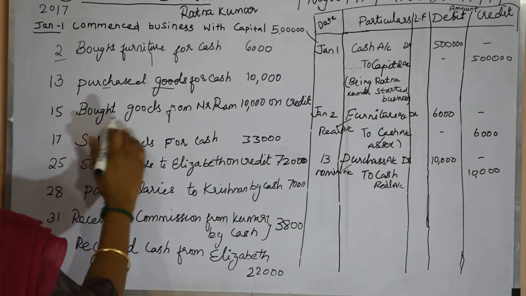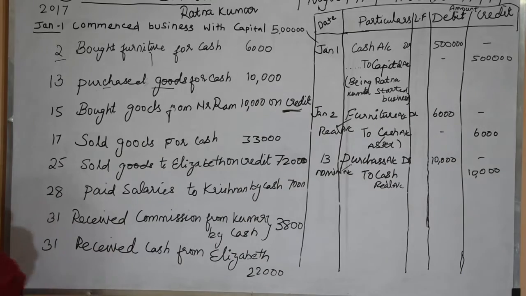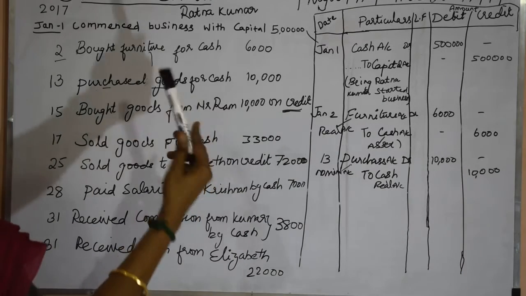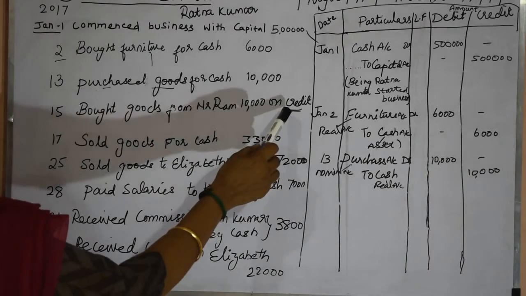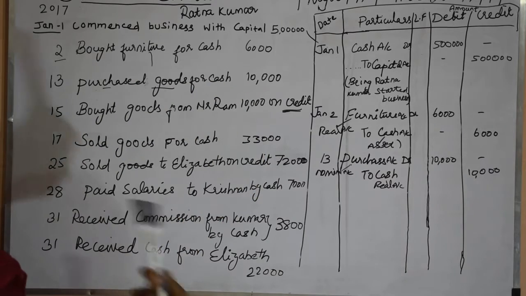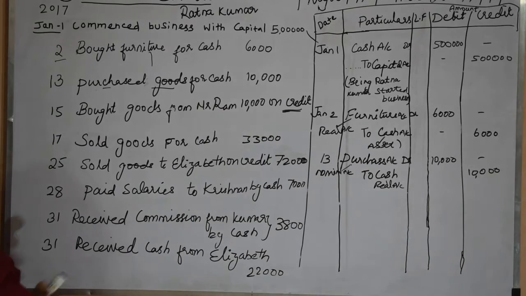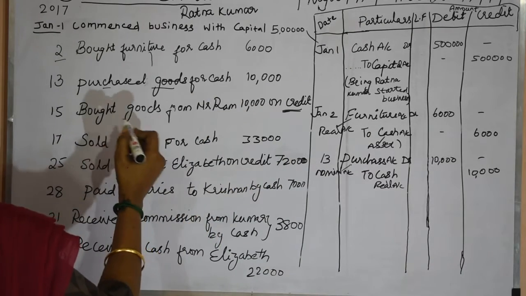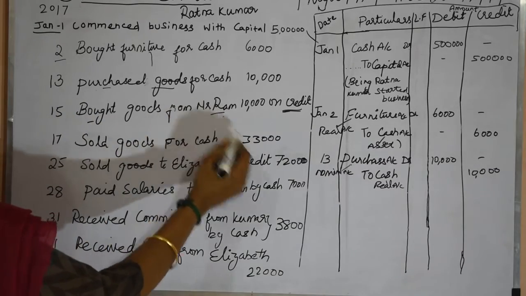Then bought goods from Ram on credit. This is the most important thing. Credit means if we are purchasing goods from Ram, that is some other person, we will be paying within a month or some months. So we have to write the name of the person only, not purchase. So the name should be mentioned here.